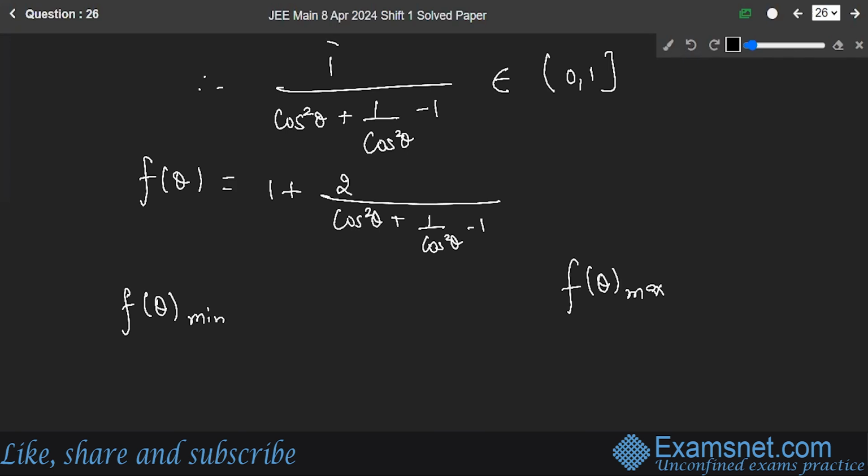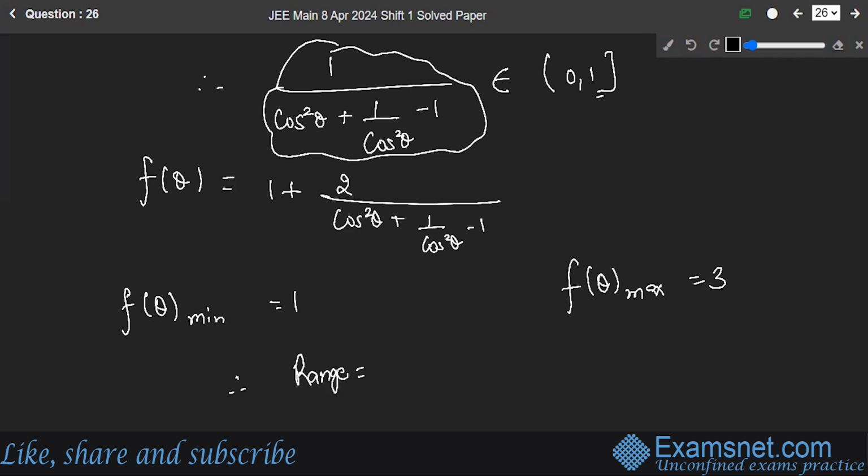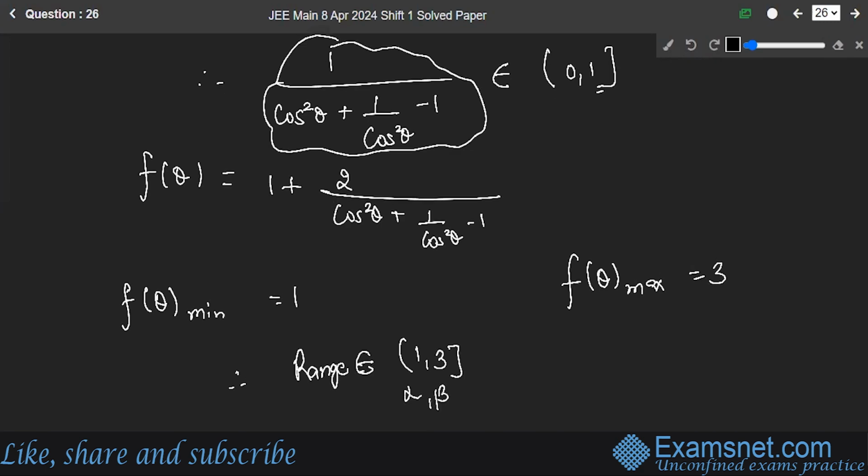So this can be 0. If this much portion becomes equal to 0, then the minimum value will become equal to 1. And if this becomes 1, then the maximum value will be equal to 3. These are the minimum and the maximum values, right? Therefore, the range will become 1 to 3, right? That makes your alpha as 1 and beta as 3.